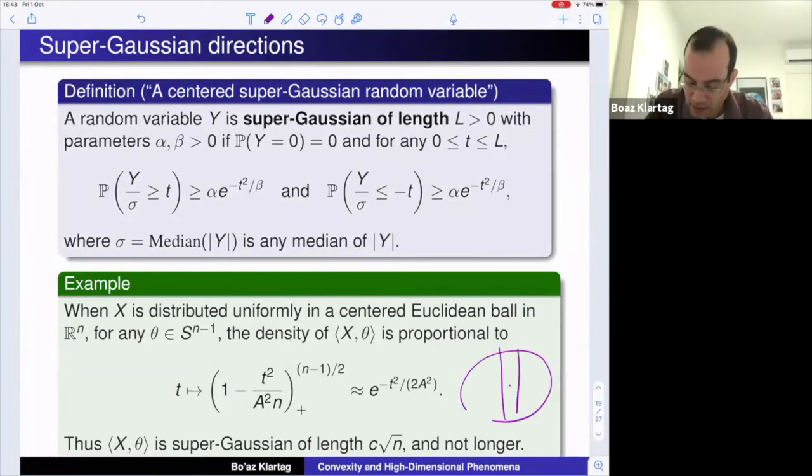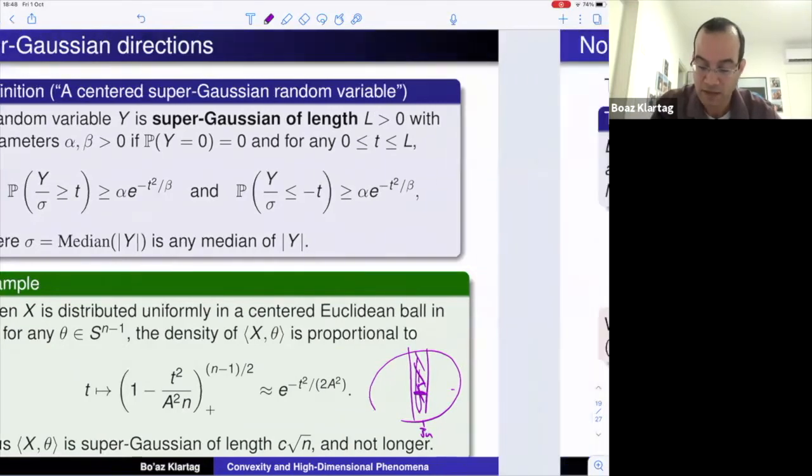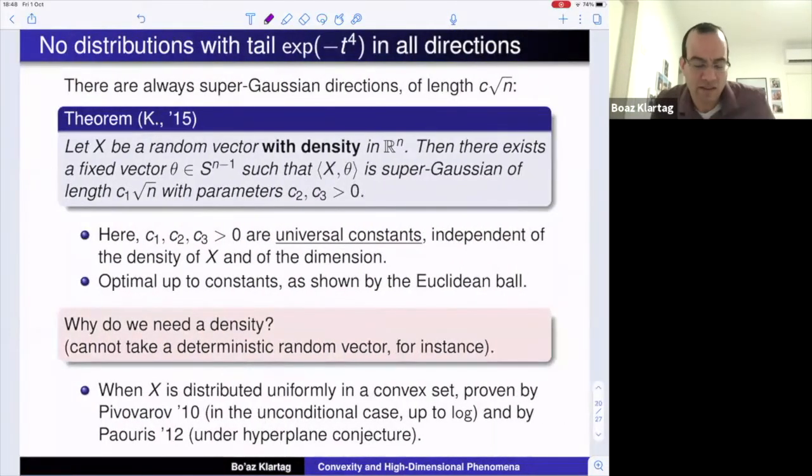I think I told you that for the sphere, most of the mass is in a neighborhood of radius 1 over root of n of the equator. So it means that after root of n standard deviations, you're just 0. Okay, but still you're Supergaussian for root of n standard deviations, so of length root of n. That's an example. And now comes a theorem which tells you that really with no assumptions, you still get something. So some one-sided conclusion.